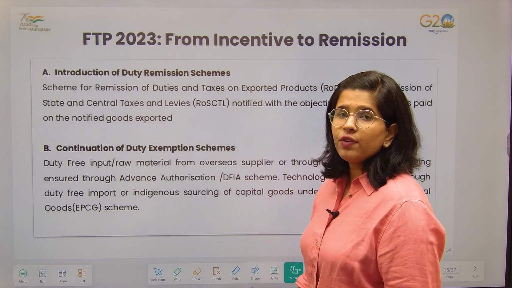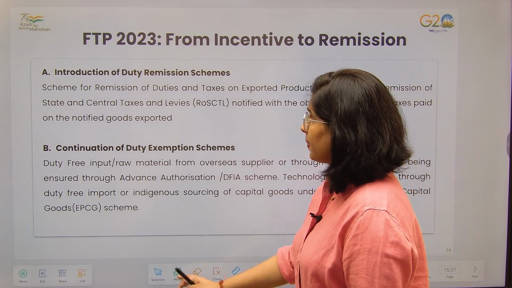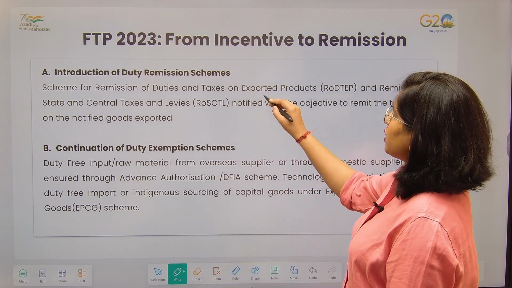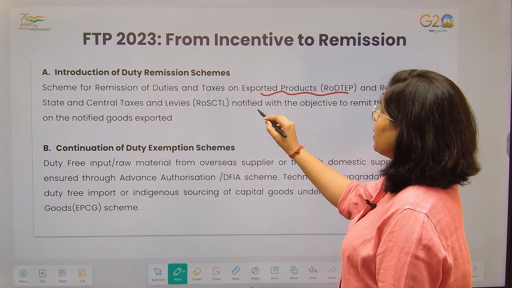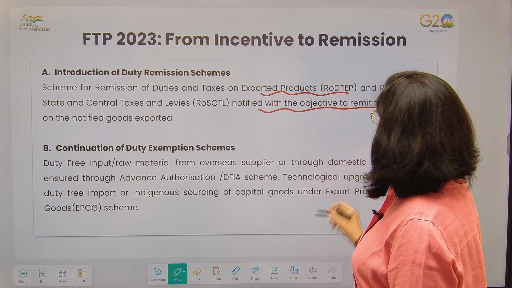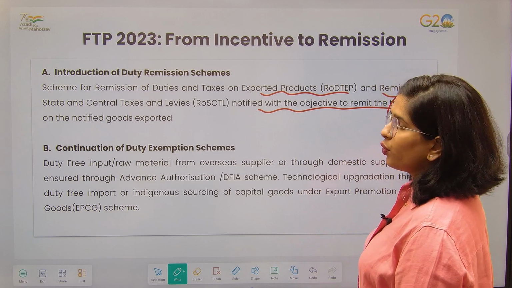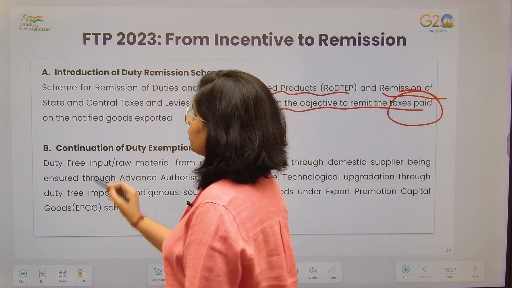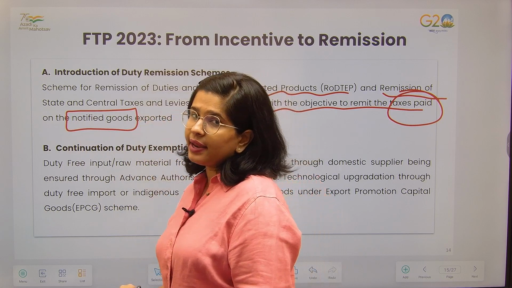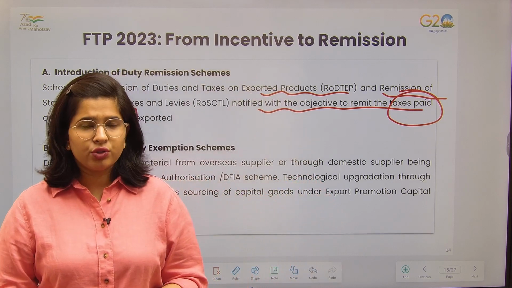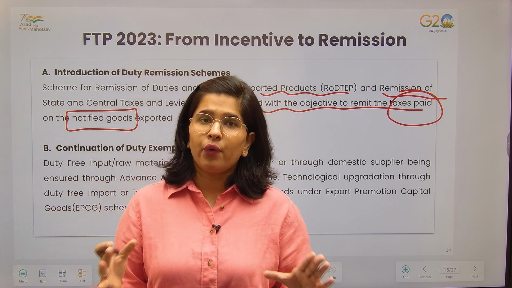So, introduction of the duty remission scheme. A scheme for remission of duties on exported products and remission of state and central taxes and levies is notified with the objective to remit the taxes which have been paid on notified goods exported. So there is a list of goods. If you are exporting those particular goods, then whatever duty is applicable on that, we are going to remit it.